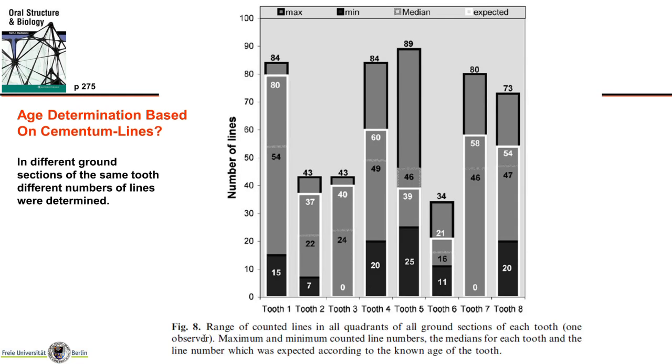And here is the result, taken from our publication. We had counted 8 teeth as described, and the result was quite strange. Let us look at the column for tooth number 1. For this very same tooth, we determined 15 lines as the lowest value, and 54 lines as the mean value of all counts, and 80 as the expected value, and 84 as the maximum value.